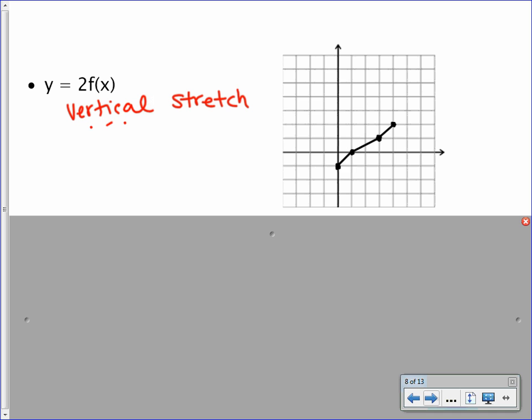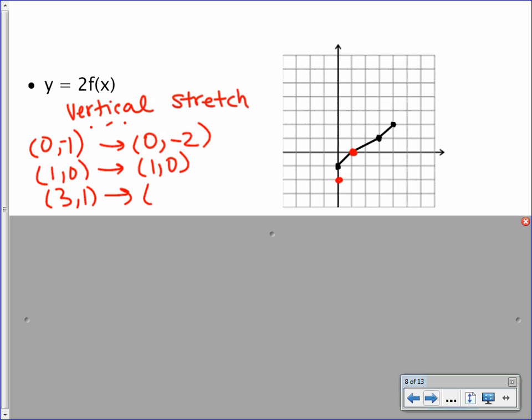So this is the coordinate 0, negative 1, right? What's our y value multiplied by 2? So this stays at 0 and then negative 2. This coordinate is 1, 0. What does it become? 1, 0, because 0 times 2 is 0. This coordinate is 3, 1. What does it become? 3, 2. This coordinate is 4, 2. What does it become? 4, 4.